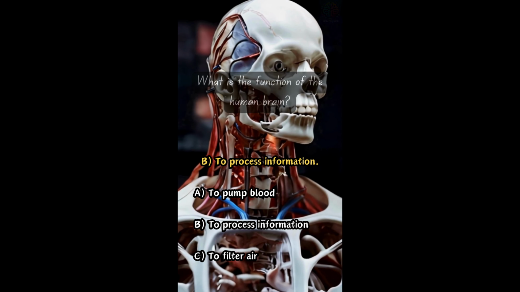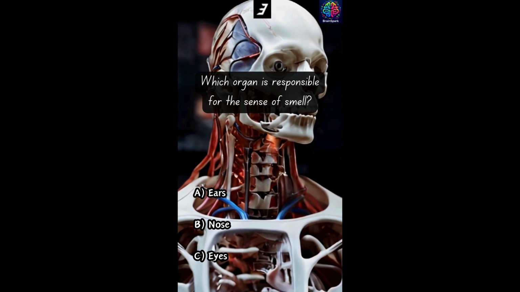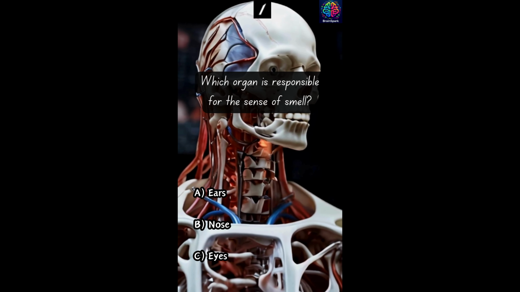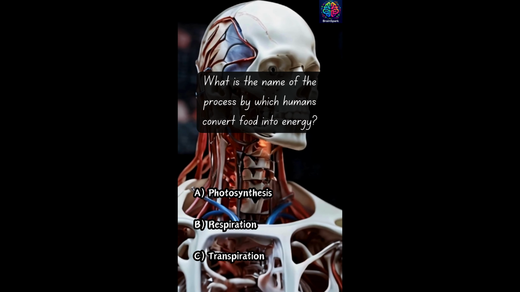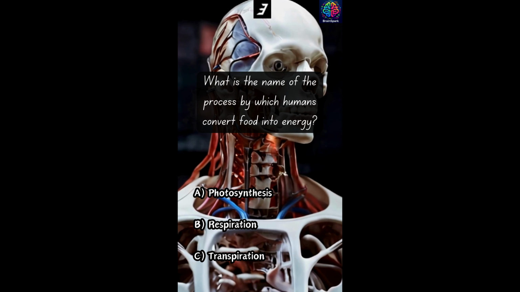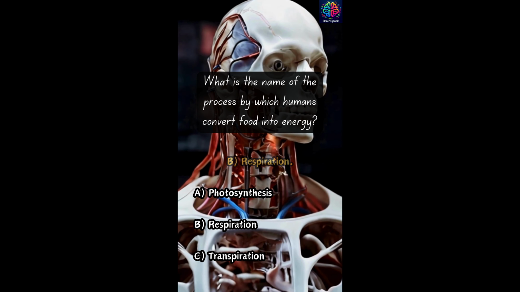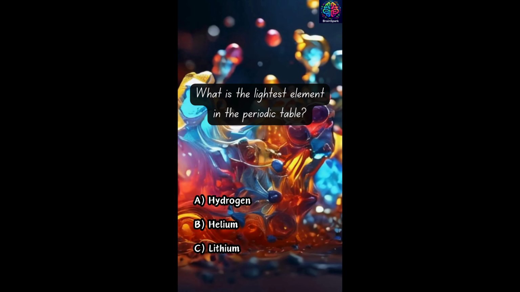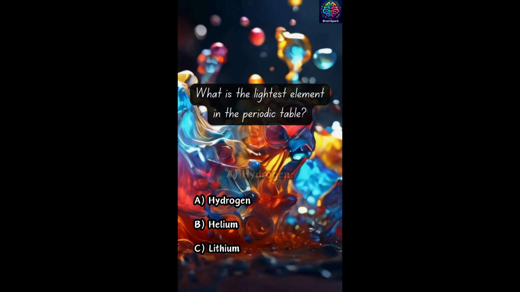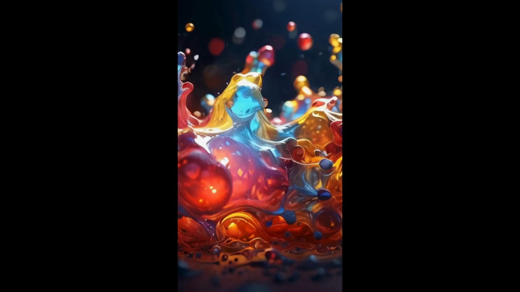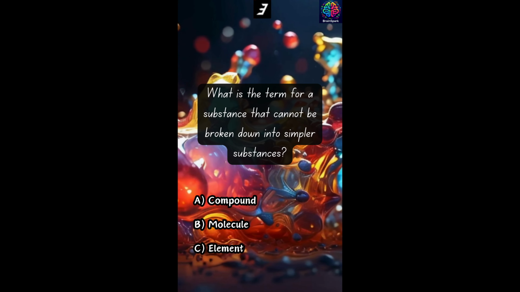B. To process information. Which organ is responsible for the sense of smell? B. Nose. What is the name of the process by which humans convert food into energy? B. Respiration. What is the lightest element in the periodic table? A. Hydrogen. What is the term for a substance that cannot be broken down into simpler substances?